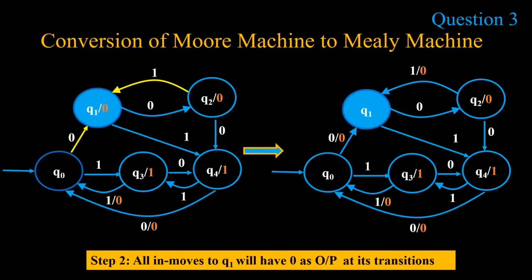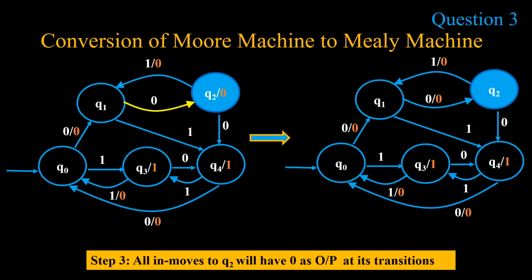Likewise, we move to Q1. We see that there are two in moves on Q1, one from Q0, another from Q2. We will convert these both with 1 slash 0 and 0 slash 0, and Q1 will not have any output because output has been transferred to the incoming transition. Next we move to Q2. In Q2 we have only one move coming from Q1 on 0. So we will convert this by putting 0 slash 0 and removing this 0 from Q2.